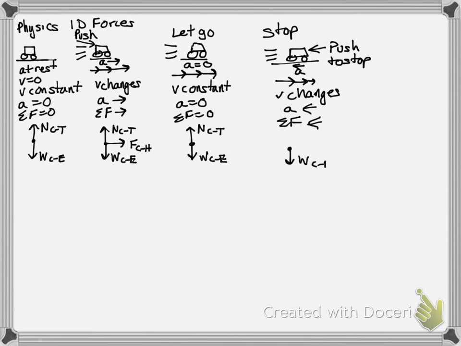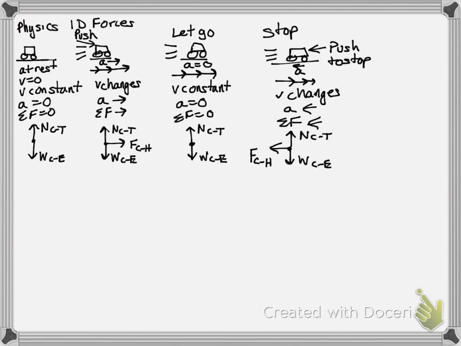Those acceleration and sum of the forces, or net force, have to match every single time. Let's check. Weight vector still down, normal force still up. Now there is in fact a force to the left. That's the only way I can stop the object, if I exert a force in the opposite direction that it's going so that it comes to a stop. So the acceleration vector has to match the unbalanced force.